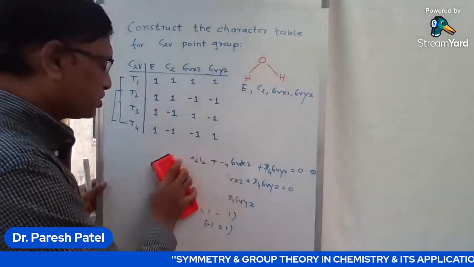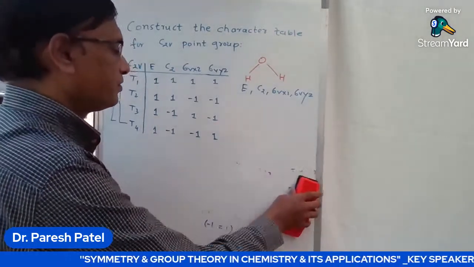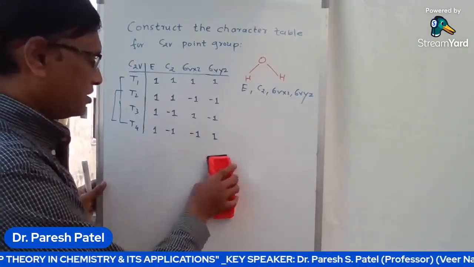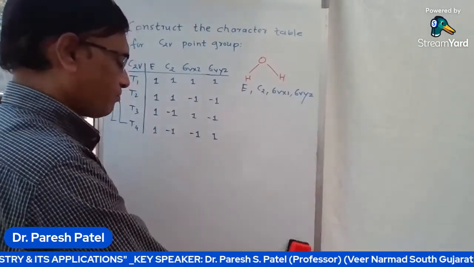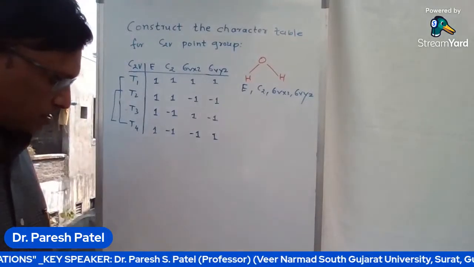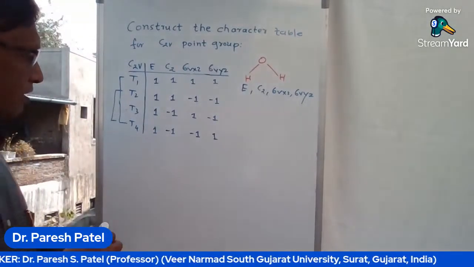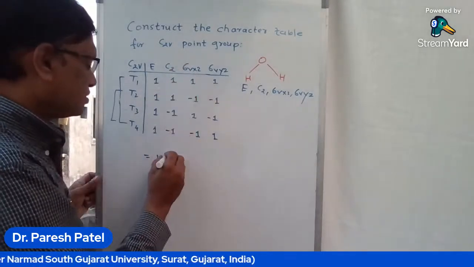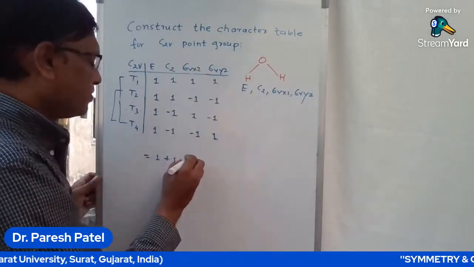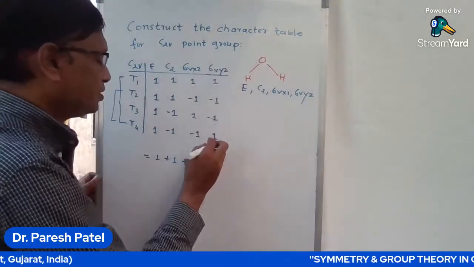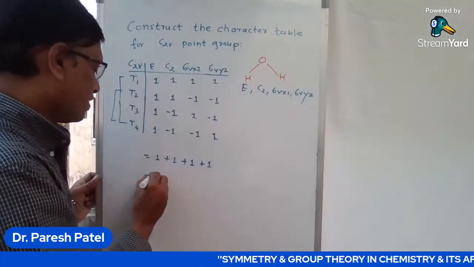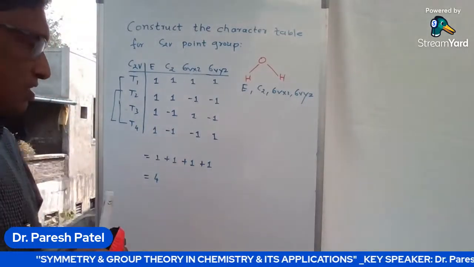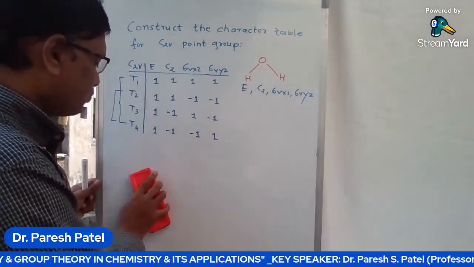then this representation should satisfy characteristic number 3. The sum of the squares of the characters is equal to the order of the group. It means 1 into 1 square is equal to 1, 1 into minus 1 square is equal to 1, 1 into minus 1 square is equal to 1, 1 into 1 square is equal to 1. So the value is equal to 4. So the fourth irreducible representation is 1, minus 1, minus 1 and 1.